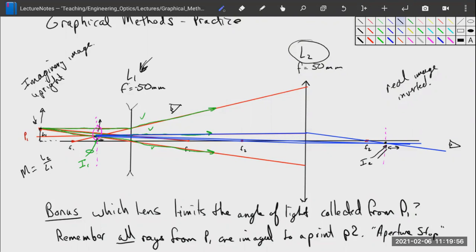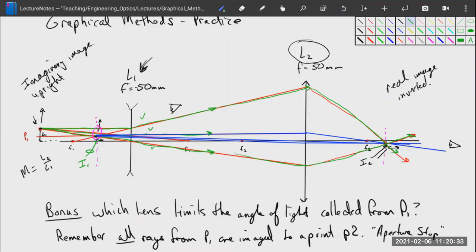So now that we know where the image is from the first lens, we can actually draw some rays. Now that we know where the image is for the second lens, we can actually continue these two red rays here, and let's continue them because we know that they go through the image like this and like this. So the rays, these actual rays of light continue through here and then come down through this image. Once we know where the image point is, we can do that.